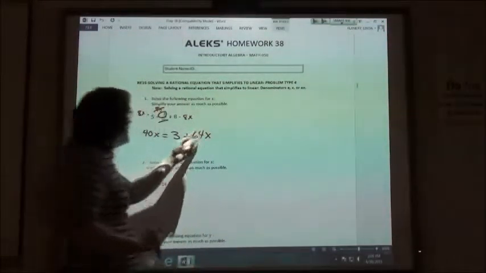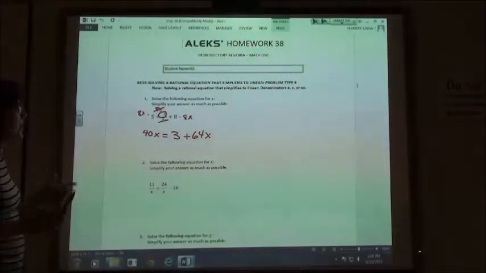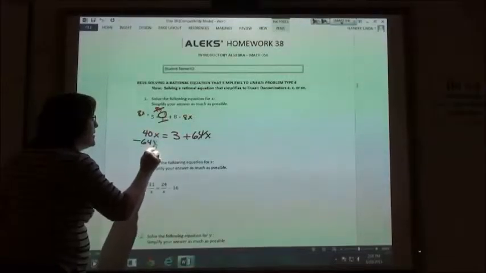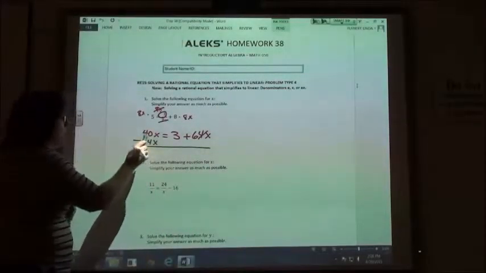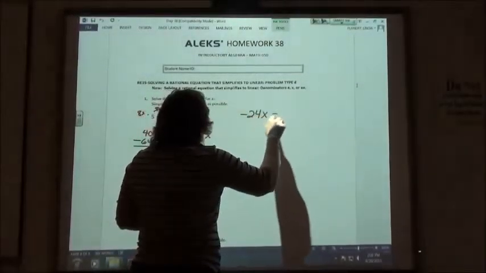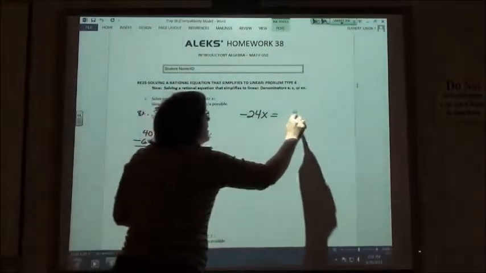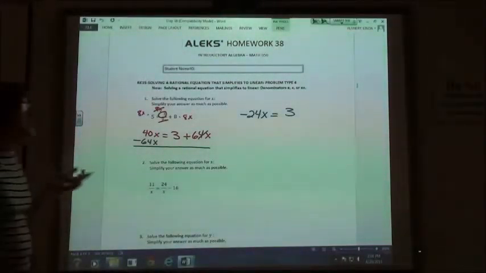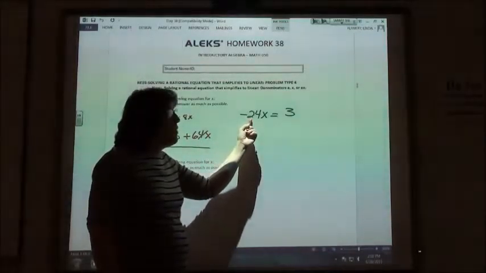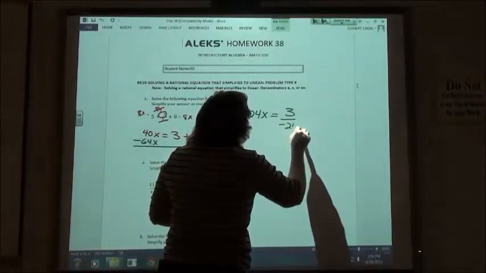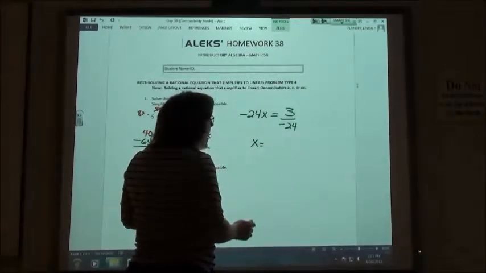Normally I like to put my x's over here on the left side, my numbers on the right, so I'm going to go ahead and subtract my 64x. 40 minus 64 would give me negative 24x equals, here I've just got my 3 left. Then of course the last thing I have to do is get rid of my coefficient. I get rid of the negative 24 in front of my x by dividing. So I'm going to divide by my negative 24 and simplify my answer.